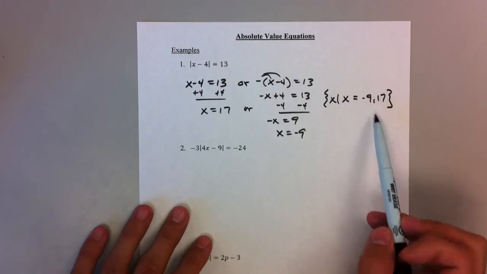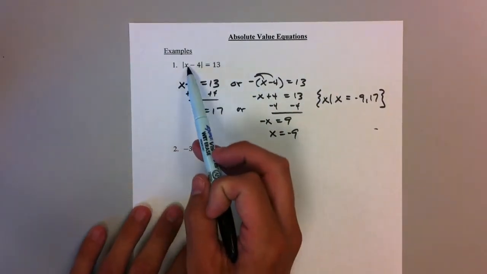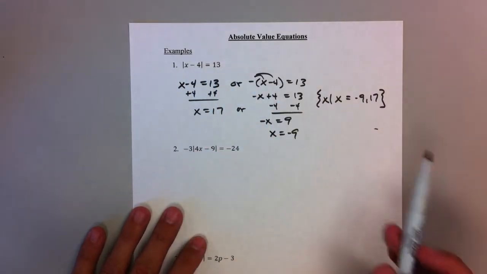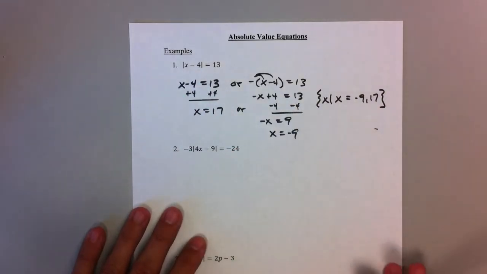So how do I know that's true? Well, the easiest way is to just plug in. If I were to plug in negative 9 minus 4, that'd be negative 13. Absolute value is positive 13. Take 17. 17 minus 4 is 13. Absolute value is 13. Pretty simple.